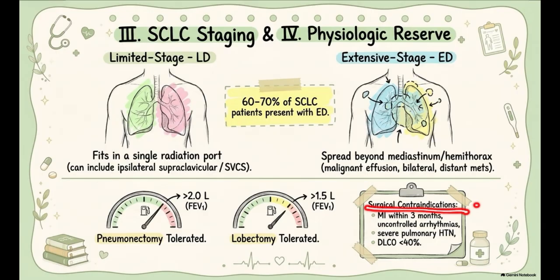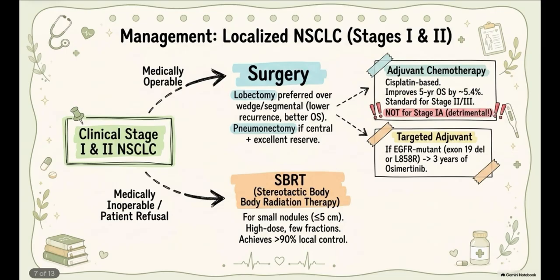You must also check for strict surgical contraindications. These include a myocardial infarction within the last 3 months, uncontrolled arrhythmias, severe pulmonary hypertension, or a DLCO below 40%. DLCO is the diffusing capacity of the lungs for carbon monoxide. With the staging and physiological reserve clearly established, the protocol now guides our specific treatment choices.